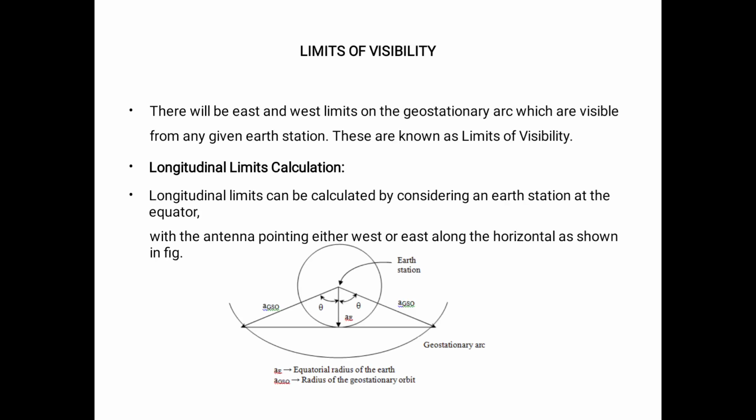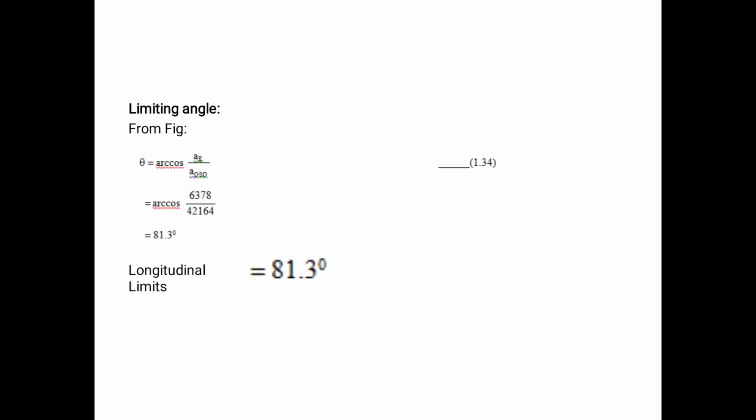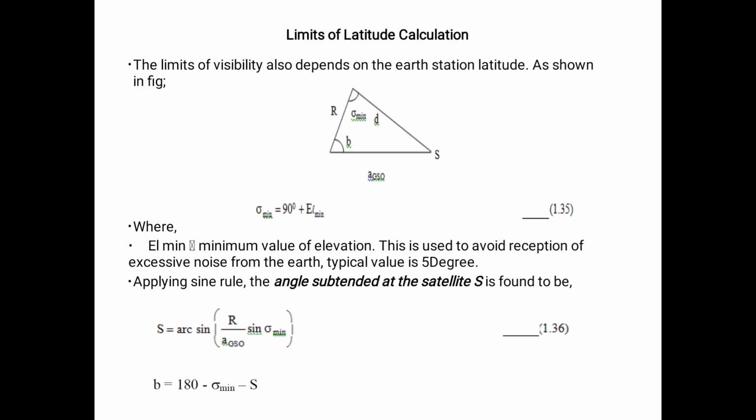Limit of visibility. There will be an east and west limit of the geostationary arc which is visible from a given Earth station. These are called the limits of visibility. Longitudinal limit: longitudinal limits can be calculated by considering an Earth station at the equator with the antenna pointing either west or east along the horizontal, as shown in the figure. The limiting angle theta equals arc cos of aE by aGSO, that is 6378 by 42164. The longitudinal limit is 81.3 degrees.